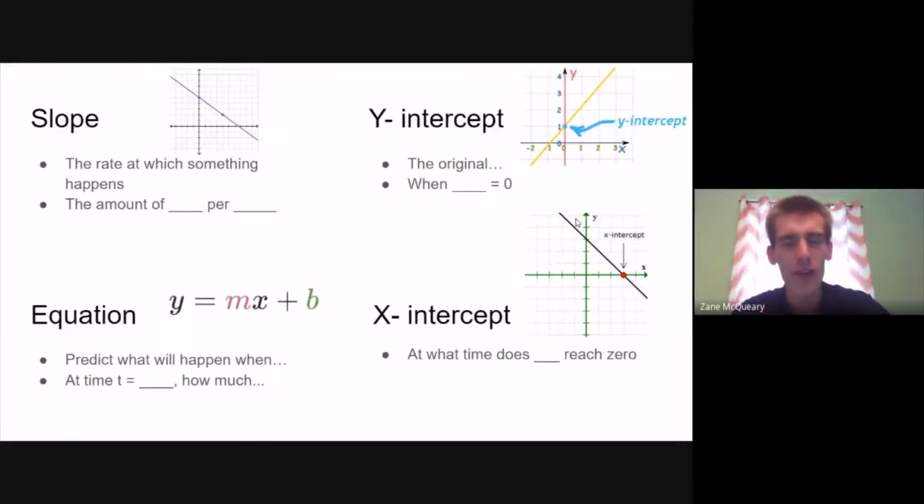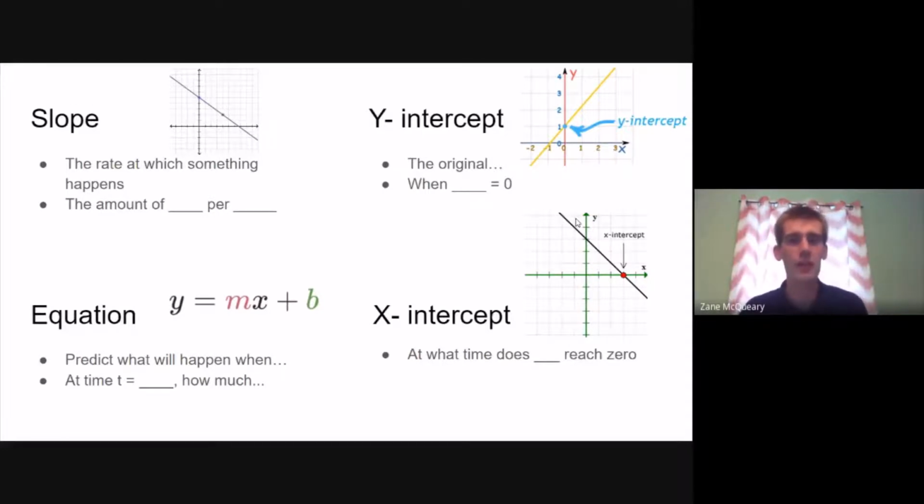Let's refamiliarize ourselves with a few terms from algebra. Slope, the rate at which stuff happens. It's the amount of this per that. Slope is the change in y divided by the change in x, aka the rise over the run. I like to tell my students finding slope is easy and fun. Just remember rise over run.